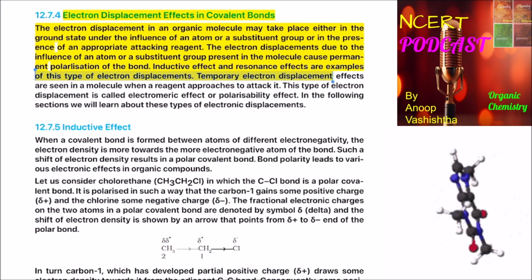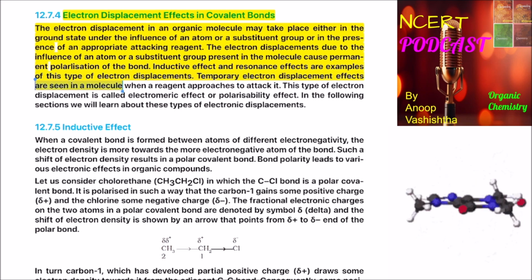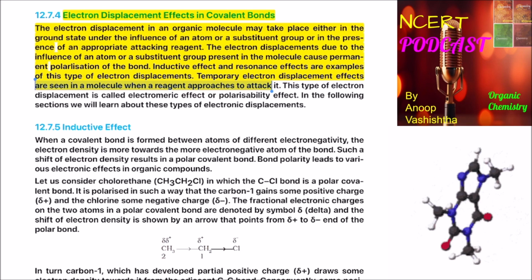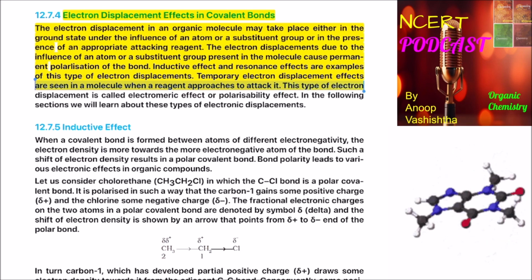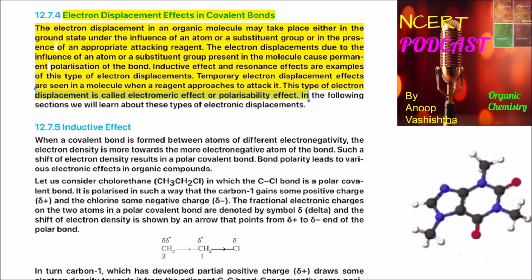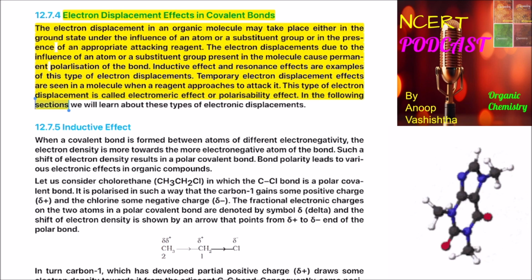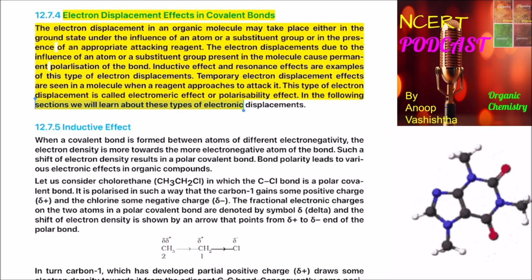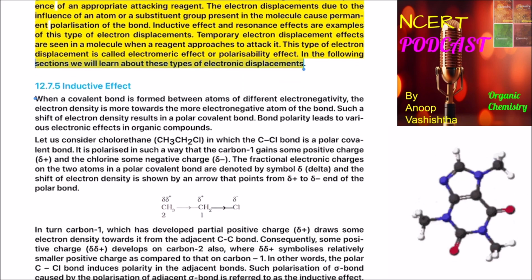Temporary electron displacement effects are seen in a molecule when a reagent approaches to attack it. This type of electron displacement is called electromeric effect or polarizability effect. In the following sections, we will learn about these types of electronic displacements.